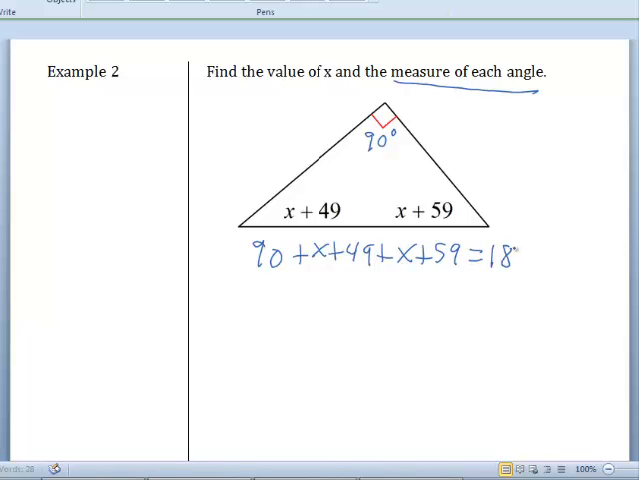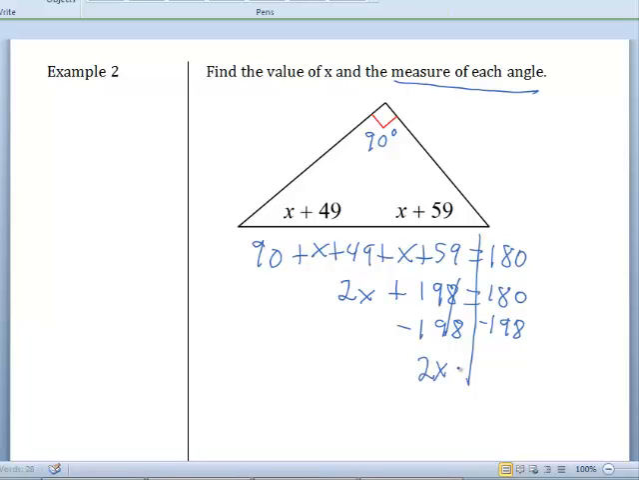All right, combine like terms. I've got 2 X's, and then 90 plus 49 plus 59 will get me 198. And that's equal to 180. Subtract that 198 from both sides. So we get 2x is equal to negative 18. And then divide by 2. So we get x equals negative 9.